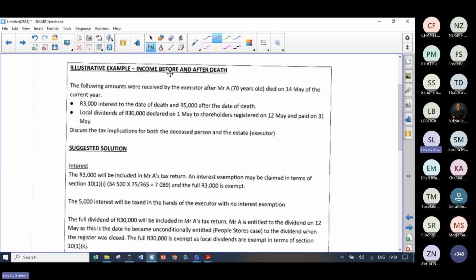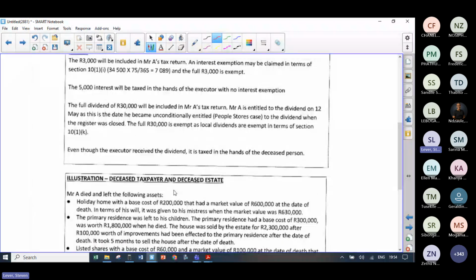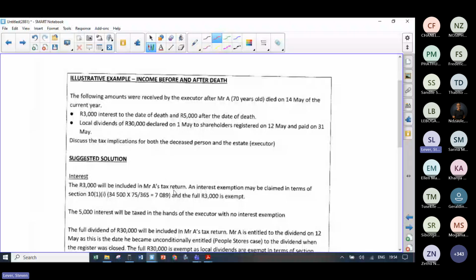And I'm going to deal with income and I'm also going to deal with CGT. Now, guys, if you do 4861, you can still get what happens up until the date of death. So let's just make sure we understand how that works. It says the following amounts are received by the executor after Mr. A, 70 years old, died on 14 May of the current year. 3,000 interest up until the date of the death and 5,000 after the date of the death.